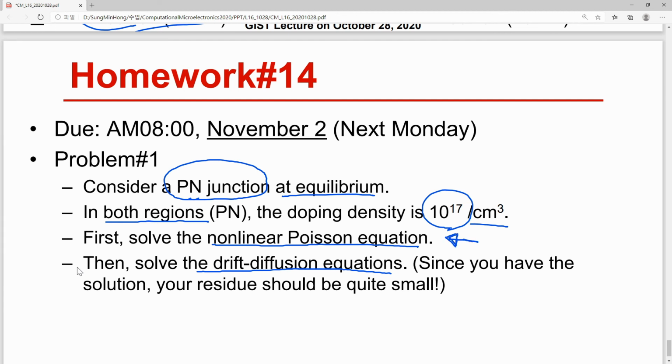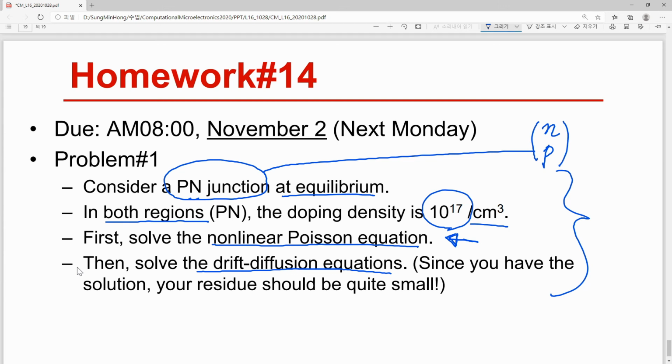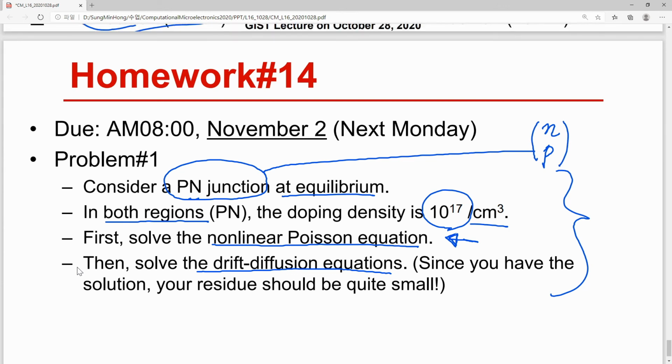The only complication related to this homework number 14 is that now you have to solve both electron continuity and hole continuity, because a p-n junction contains both electrons and holes, so it is not allowed to solve electron continuity only or hole continuity only. So please solve both of them, but anyhow, since the potential is fixed, you can immediately get the solution.